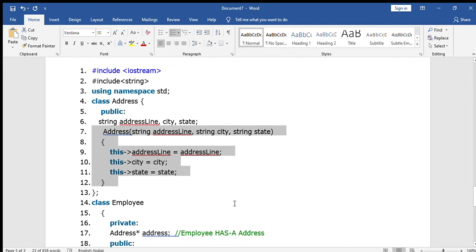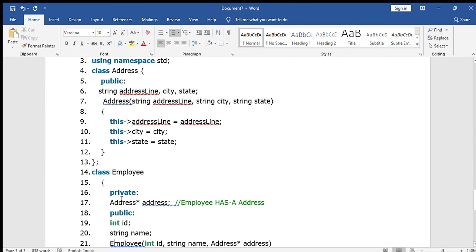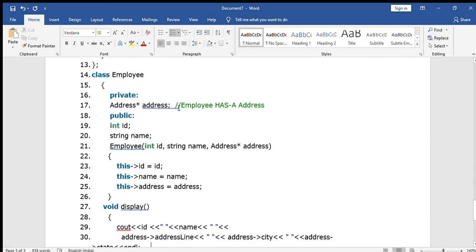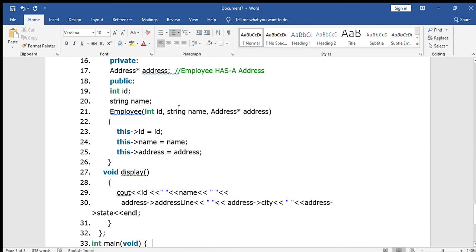Then class Employee, and there is no relation I'm maintaining, but I'm calling this Address by creating an object. Okay, Address pointer address. Employee has an address, a has-a relation. Public int id, string name. So Employee takes integer id, string name, and address. this->id equals id, this->name equals name, this->address equals address. Okay, so what does Address contain? Address contains addressLine, city and state. Then display prints the values: cout id, cout name, cout address addressLine, cout address city, cout address state, endl.